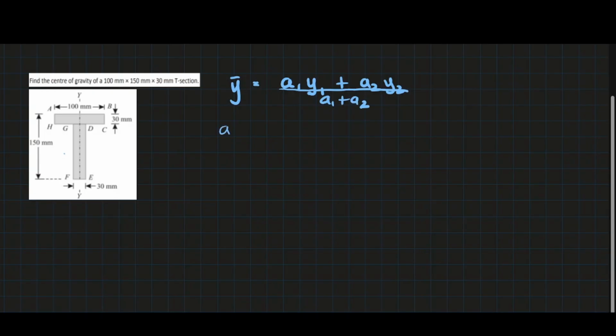Now, we're going to find the area of the first shape. The area of the first shape is simply a rectangle. First shape is this. Just 100 times 30, which is equal to 3,000 millimeters square.